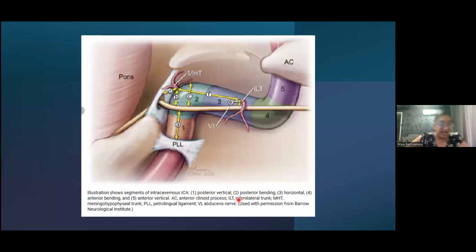So we're still at the cavernous sinus, the intracavernous ICA, where in essence, we've gone up, right? Part 1 is posterior vertically, and then we have a little bit of posterior bending. It goes horizontally, and then it bends anteriorly, and boom, we get up to the anterior clinoid process. And this is the course of C4.